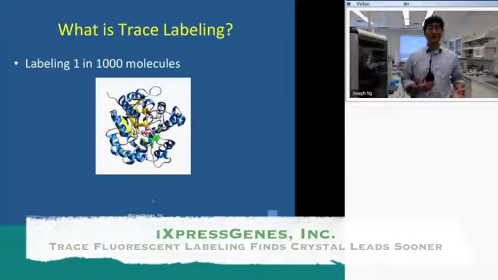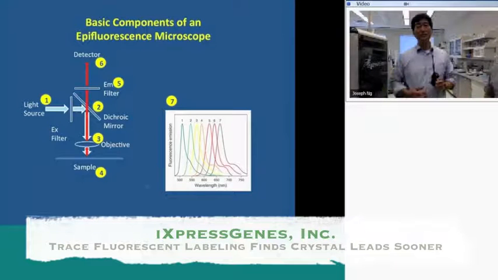What is trace labeling? Trace labeling is the covalent binding of small, fluorescently emitting molecules, labeled at 1 in 1,000 molecules. It's very, very diluted. It does not affect lattice formation, nor does it affect the subsequent crystallographic analysis. Here we show a cartoon illustration that a fluorescent molecule can be traced in a very limited way, again about 1 in 1,000 molecules. But you're able to see very intense emission when there is a nucleation event ongoing.